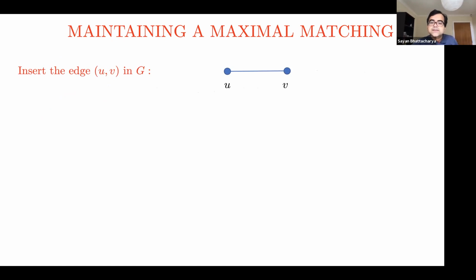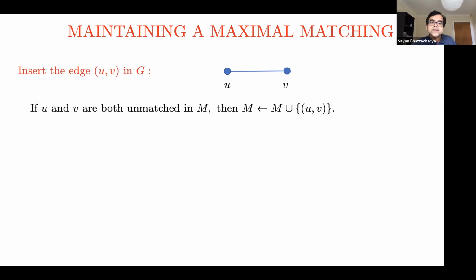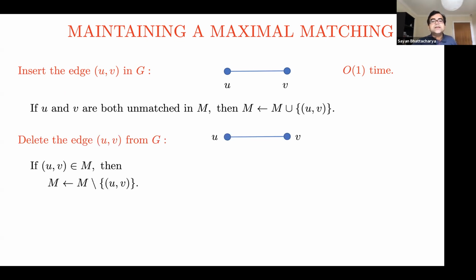When an edge gets inserted, suppose uv gets inserted, you just check if both its endpoints are unmatched. If yes, include it in your matching, and this takes constant time. On the other hand, suppose an edge gets deleted. If this edge getting deleted did not belong to your matching, then you don't need to do anything else. The previous matching will remain maximal.